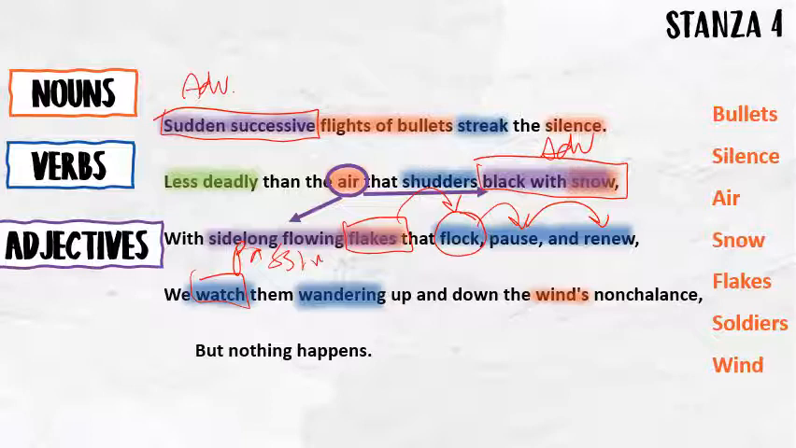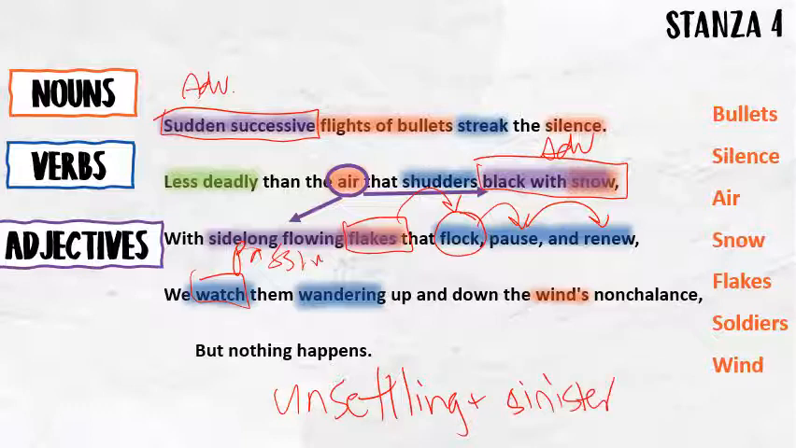Okay, so this is the air, the wind is moving the flakes, and it's interesting to show that the air is referred to as black with snow. And again, this is another example of Owen subverting conventional ideas of snow as being pure. And this is making us feel very unsettled. So the effect is that he is creating an unsettling and sinister atmosphere.